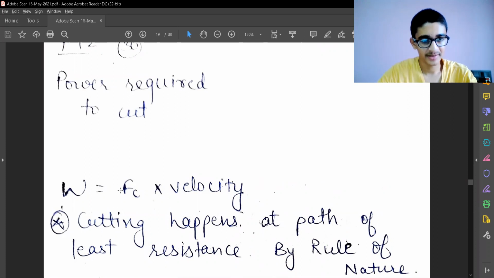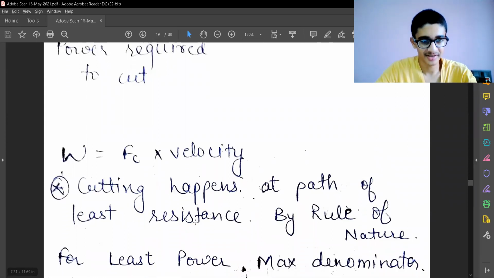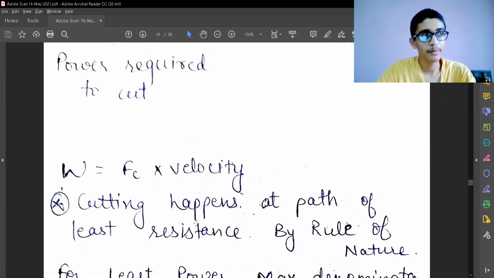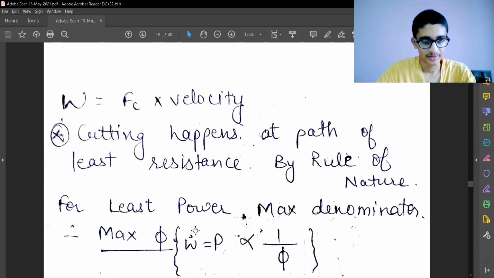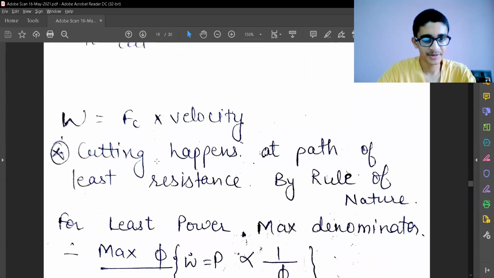So the power required is defined as force into velocity. Majorly we'll use the cutting force into the velocity. The cutting happens at the path of least resistance, that is known to us. So what we want to do is perform machining with the least amount of power required. So that's the least power optimization which we are going to do. So how can we have least power?